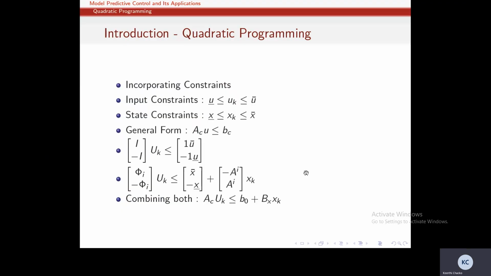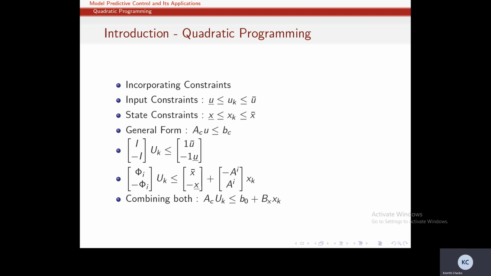In the last lecture we saw the conditions required for a constrained optimization problem to get an optimizer. Here we will look at how that problem is solved. The primary advantage of model predictive control is that it can incorporate constraints.